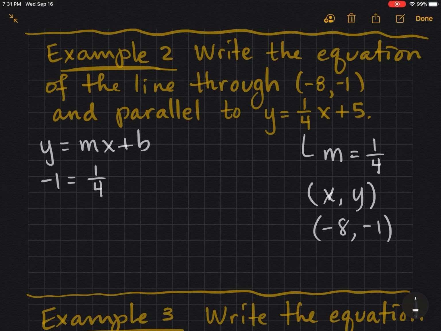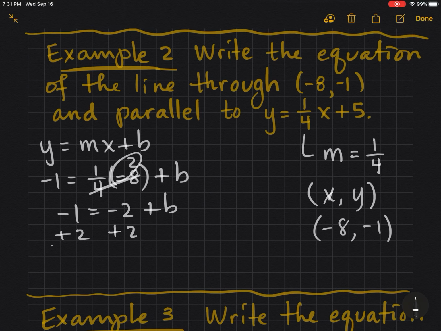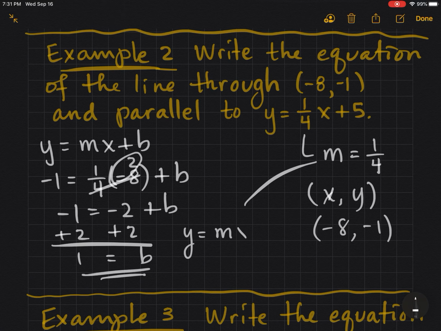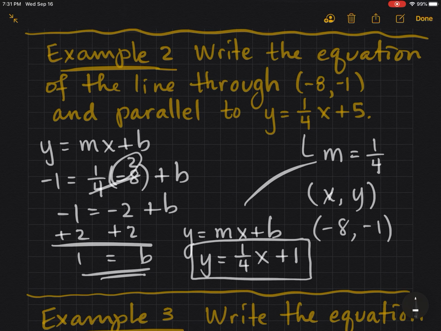And I'm just plugging in the slope and the x and y that I know, just like we did in the last lesson. So that's -2 plus b. Add 2 to both sides. 1 is our b. So now that we know b is 1 and m is 1/4, we can simply write 1/4 x plus 1. Final answer on that.